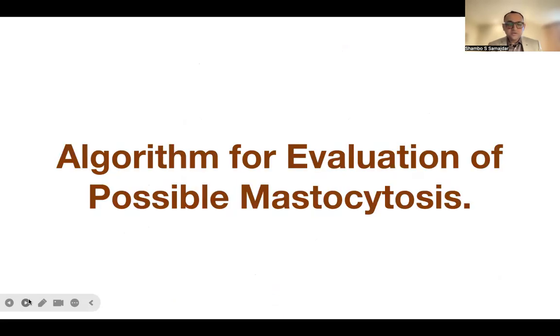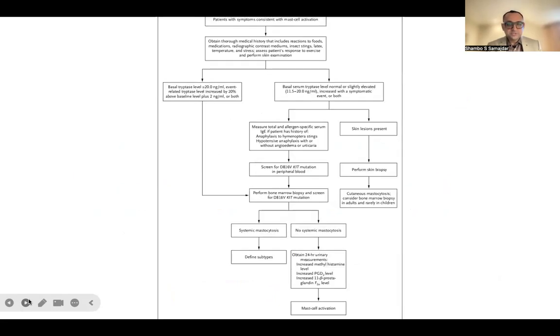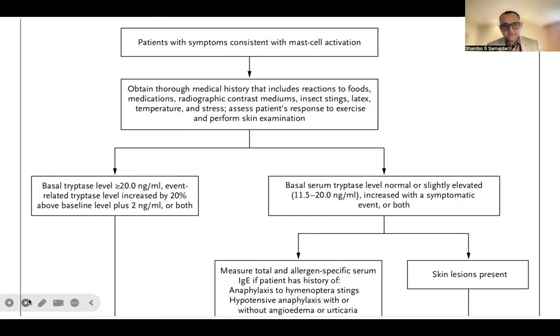So if we want to talk about one algorithm for evaluation of possible mastocytosis, this is from an NEJM paper published in 2016. I think this is very useful for us who are not practicing in the field of hematology or oncology, but as allergologists, we can have this flow in front of us and we can plan accordingly.